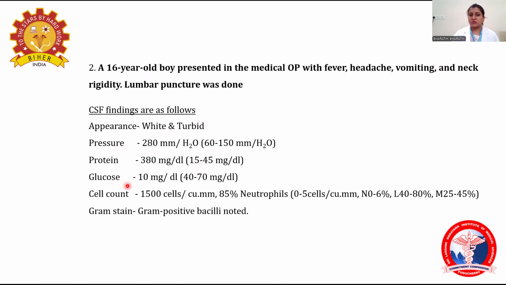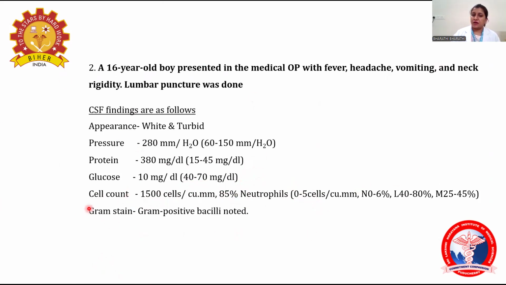And what about the glucose? Glucose is decreased, normal is 40 to 70, but it is 10 mg/dL. And the cell count is 1500 cells per cubic mm. That is very high, 5 is only normal. In the previous case it was like 150 cells, now it is in the 1000s, and that too of neutrophils, like 85%.